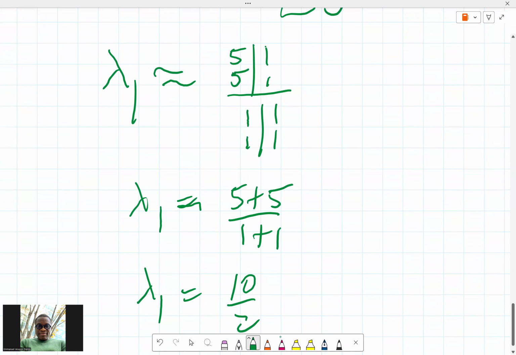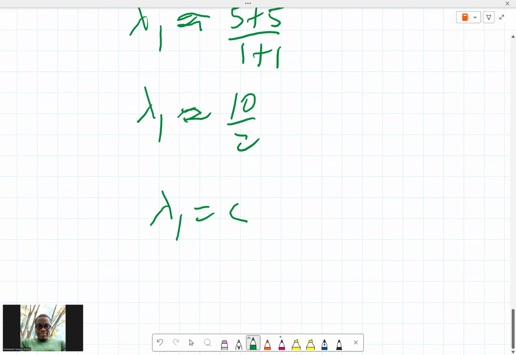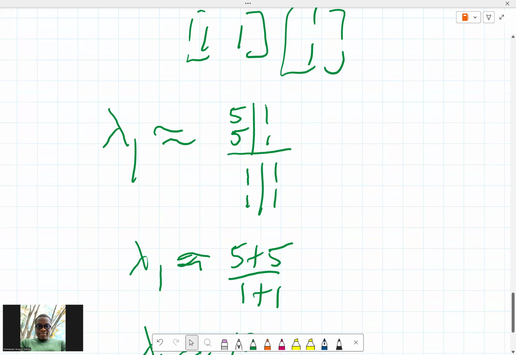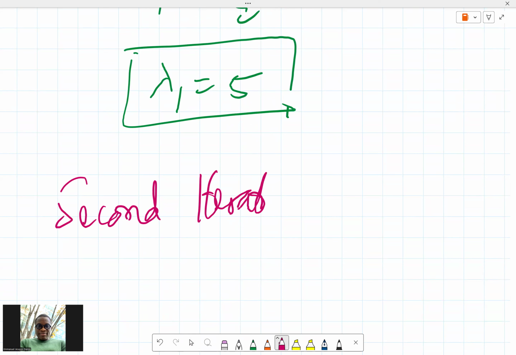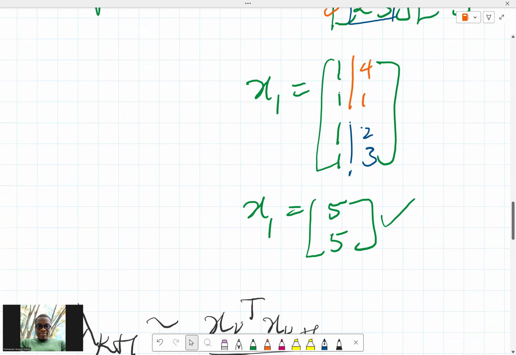So lambda 1 is equal to 10 over 2. So, I mean, that's approximate, like we've been saying, right? So lambda 1 is actually equal to 5. So that's our lambda 1. So that's the first iteration. So for the second iteration, we go again. Second iteration. Okay. Now, the iteration starts with x, right? So that's x1. So we go for x2.